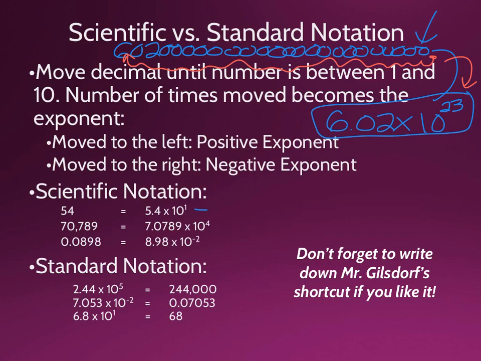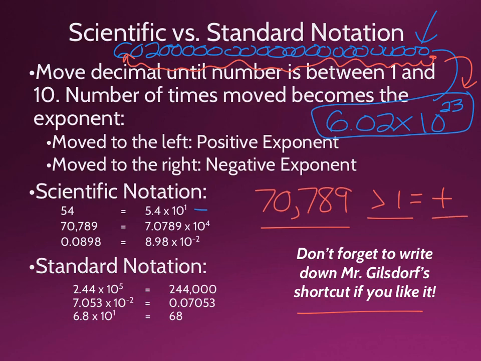Now here's how I do it. Because I wrote down here, don't forget to write my shortcut. This is how I do it. A number like 70,789. Well, is that number greater than 1 or less than 1? It's greater than 1, okay? And numbers that are greater than 1 are positive numbers. So if the original number in its standard form is greater than 1, then it has a positive exponent once you finish, okay?